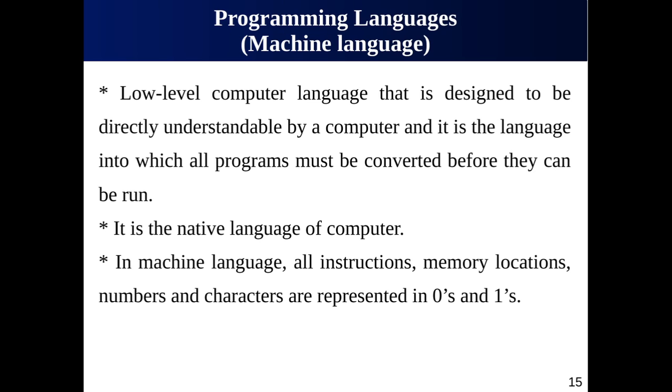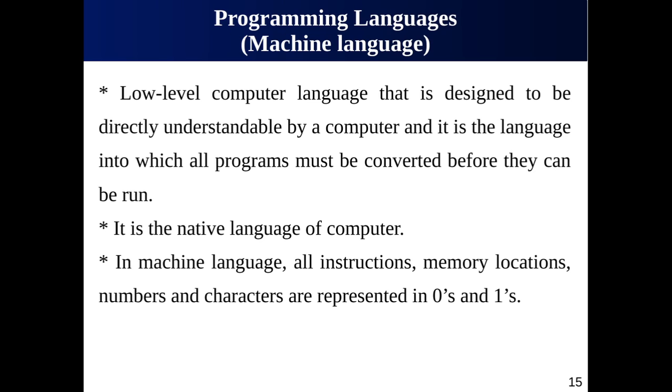We can divide programming languages into different categories. The first category is called machine language. Machine language is also called machine code. It is an example of a low-level computer language. It is specifically designed to be understood directly by the computer. It is entirely made up of binary zeros and ones. You can say machine language is the native language of a computer.